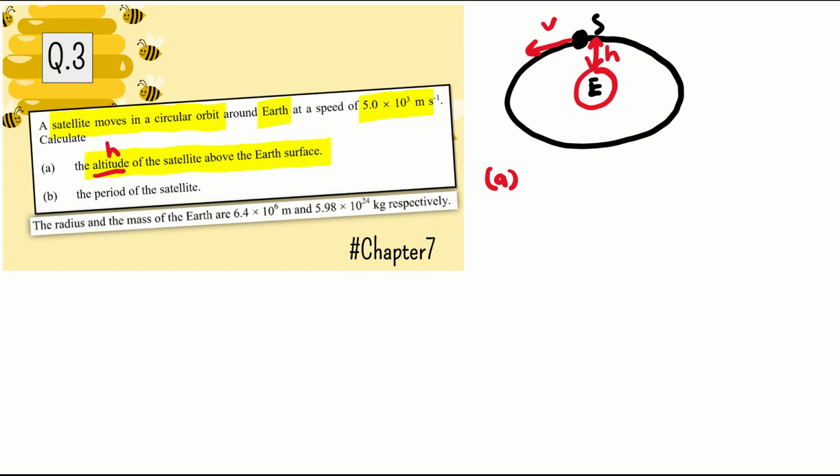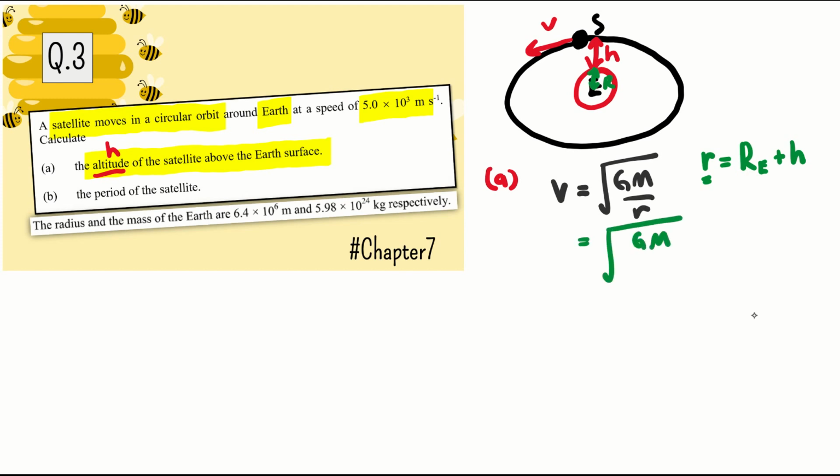For this kind of question, we always use the equation for velocity: v is equal to the square root of GM over r. Hopefully we still remember that our r is equal to the summation of the radius of the Earth plus the altitude. So the radius of the Earth is here, inside the Earth, plus the altitude, then we can have our r. Now the equation can be written in terms of GM over r plus h. So this is the velocity.